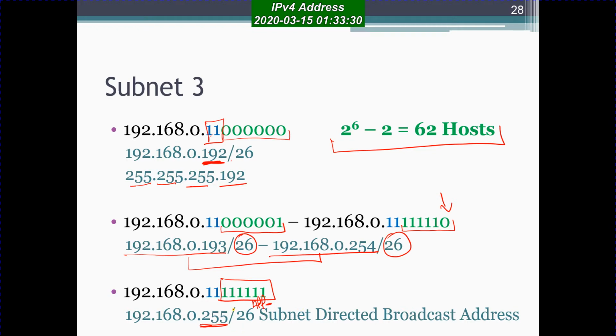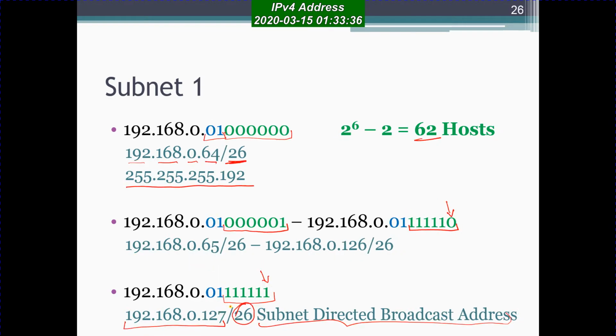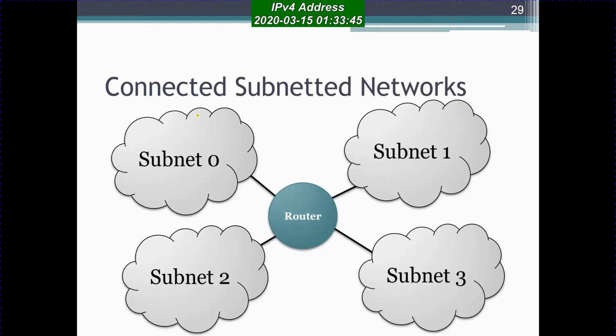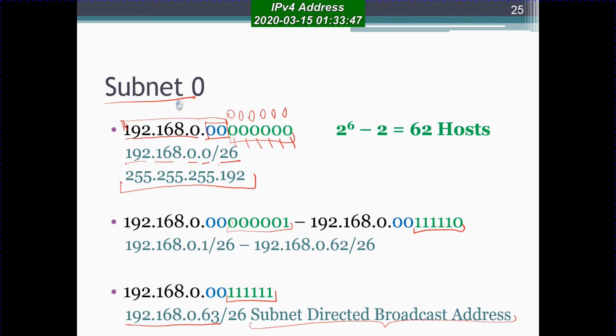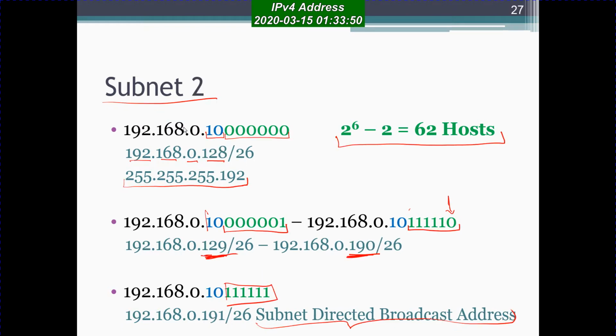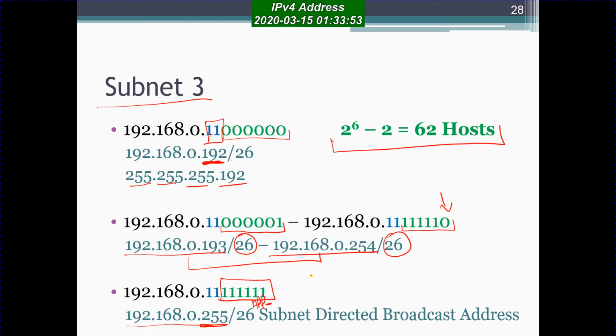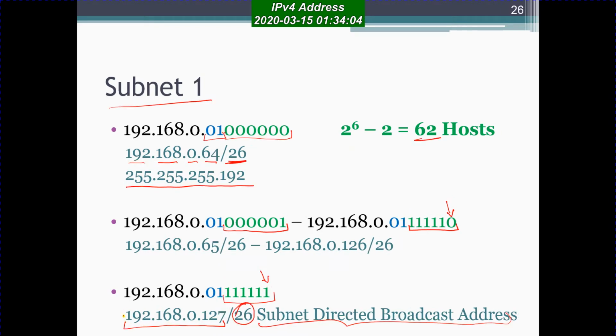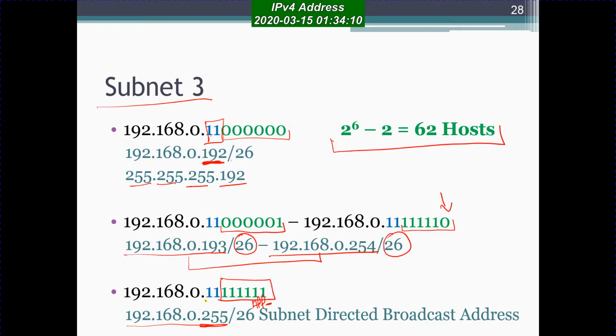So if you send a packet to this destination IP address, this packet is going to be received by hosts in subnet 0, subnet 1, subnet 2, subnet 3. That's why it's called the all subnet directed broadcast address. Whereas if you send a packet to this destination IP address, the packet will be received by all hosts in subnet 2. Same story. If you send a packet to this destination IP address, the packet will be received by all hosts in subnet 1.